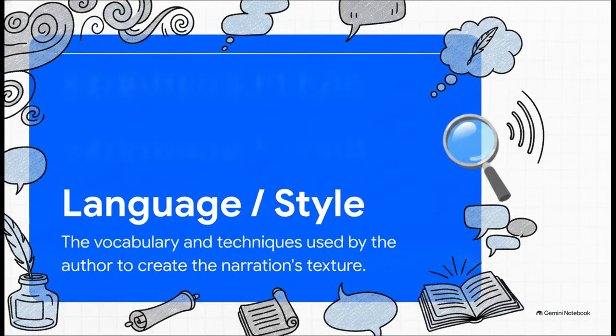The 6th and final element here is language and style. This is all about how the story is actually being told. An author might be incredibly wordy, throwing in massive vocabulary and lofty phrases. Or they might be super laconic, just cutting right to the chase. They might even mix both. But their specific linguistic choices create what we call the texture of the narration. It literally dictates the entire vibe of the book and how it impacts us as readers.